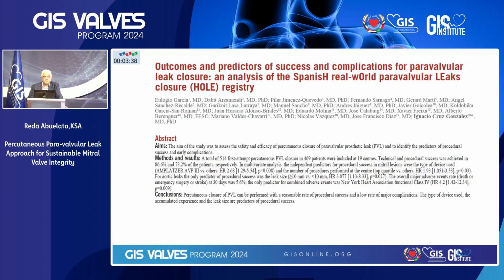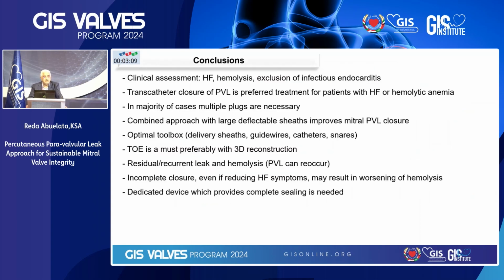Again, from another piece of data, a Spanish registry, percutaneous paravalvular leak closure has a reasonable rate of procedural success and a low rate of major complications. With the accumulated experience of the centers and the imaging, it usually gives us good acute and long-term results. In conclusion, consider the clinical assessment of patients, specifically patients coming with newly developed tricuspid regurgitation after 10 or 15 years of mitral valve surgery or left side surgery.